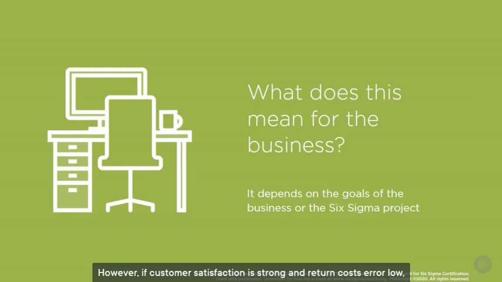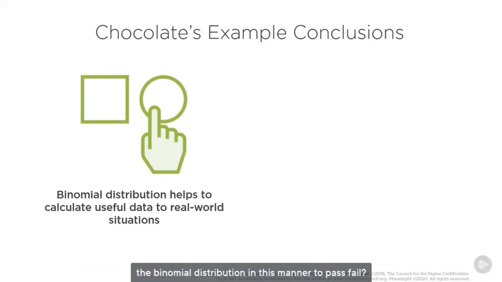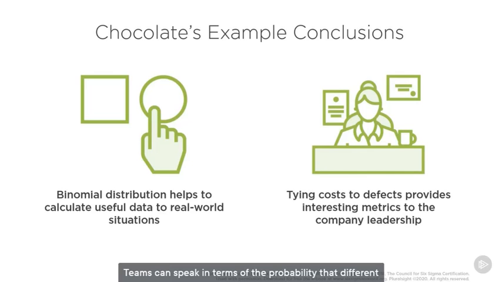However, if customer satisfaction is strong and return costs are low, then the potential complaints or returns associated with a small number of boxes might be acceptable to the business, particularly if a Lean Six Sigma team discovers that reducing the error rate would cost well over the amount that it costs to handle the errors. By applying the binomial distribution in this manner to pass, fail, yes, no, or defect, no defect, Lean Six Sigma teams can calculate data that is useful in a variety of real-world situations. Teams can speak in terms of the probability that different processes or outcomes will cost varying amounts of money, or save varying amounts of money, both of which are metrics company leadership will be interested in hearing.